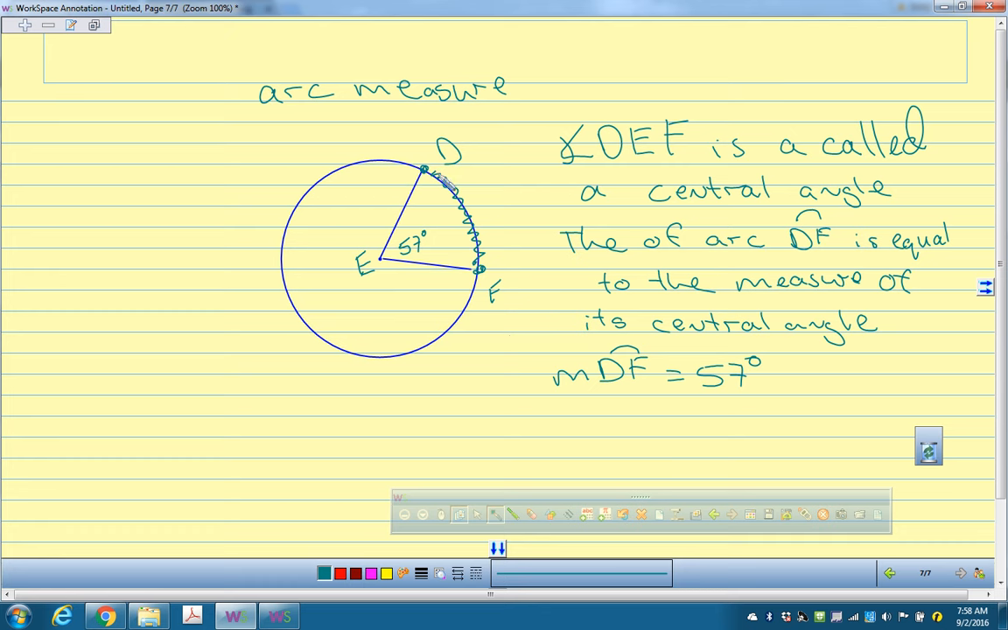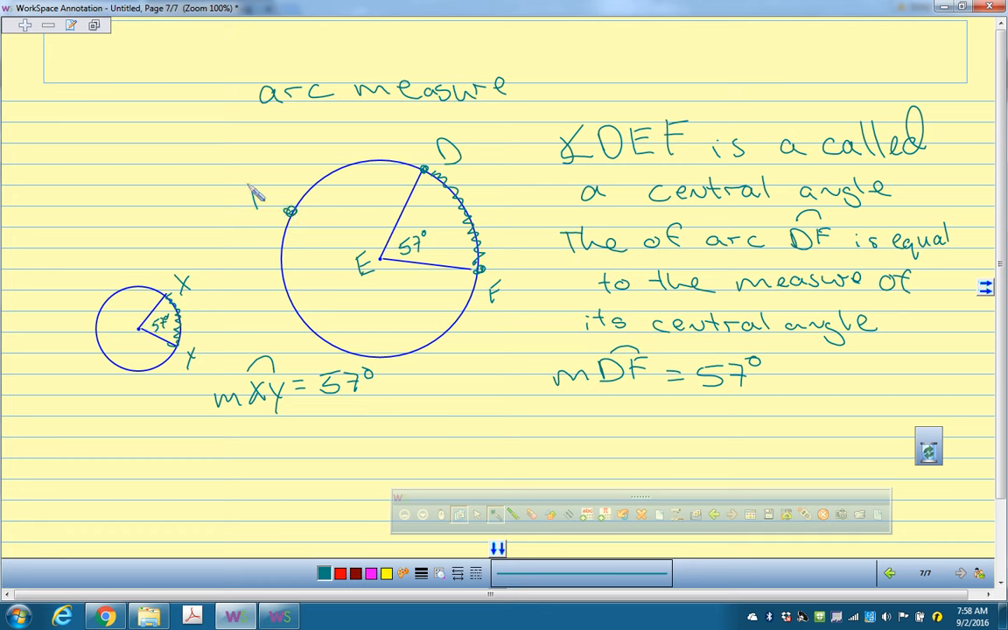So does the measure of this arc depend on the size of the radius? No. Look, I could have another circle that's way smaller than this, okay? And I could draw in another angle that's 57 degrees. So say this is 57 degrees. What's the measure of this arc right here? Yeah, so arc XY, the measure of XY is also equal to 57 degrees. So it doesn't matter what the size of the circle is, it's based on the amount of the opening, okay?